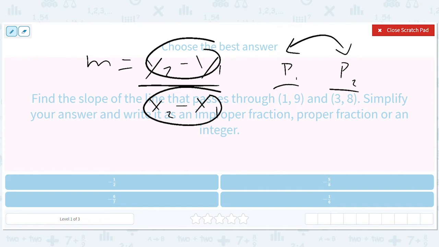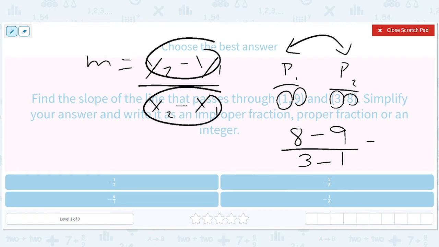So over here, if we use this formula, this is y2. So we have 8. That's y1, so we have 9. And we have x2 is 3. We have x1 is 1. And so that's going to be negative 1 over positive 2 rather. So we end up with negative 1/2.